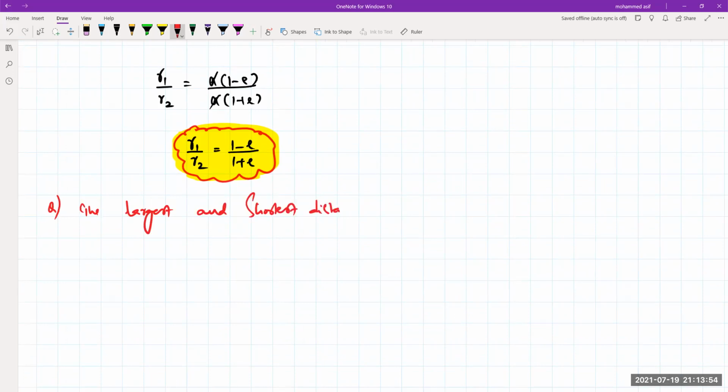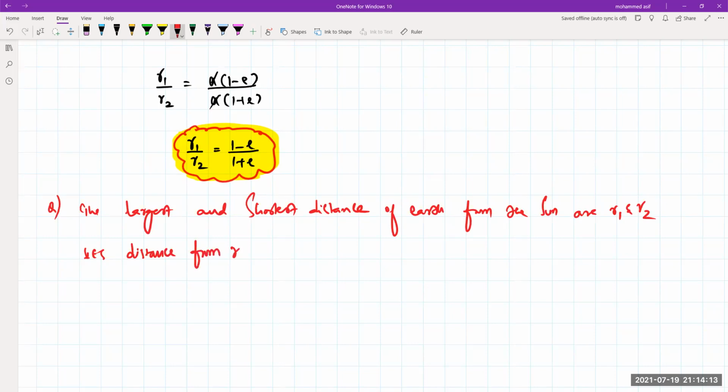The largest and shortest distance, take a rough paper and try to see whether you can do it or not. The largest and shortest distance of Earth from the Sun are, say for example, R1 and R2. Its distance from the Sun when it is at perpendicular to the major axis of the orbit from the Sun is.